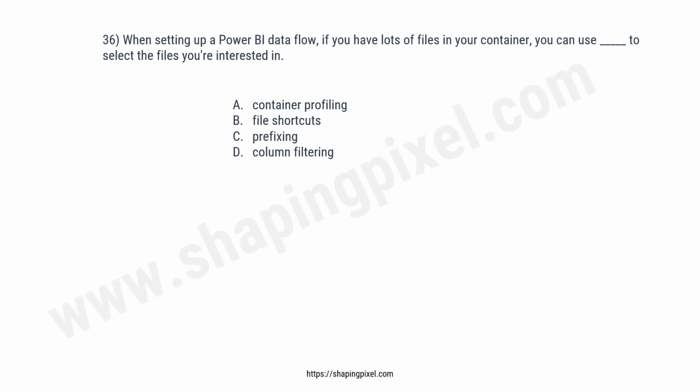Question number 36. When setting up a Power BI data flow, if you have lots of files in your container, you can use dash to select the files you are interested in. And we have four options: container profiling, file shortcuts, prefixing, column filtering. So the right answer here is option D, column filtering.